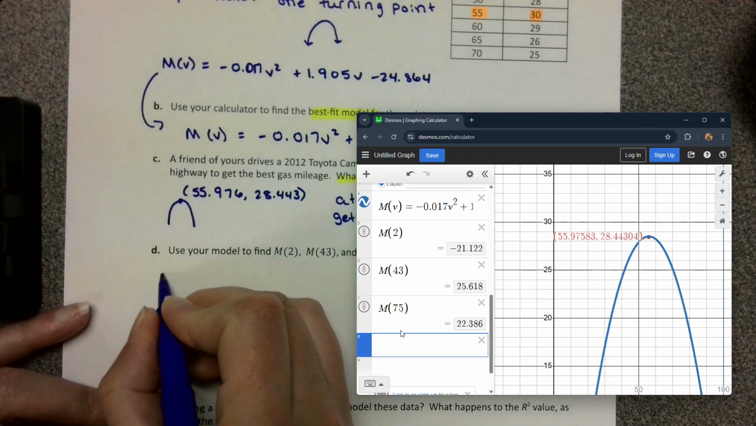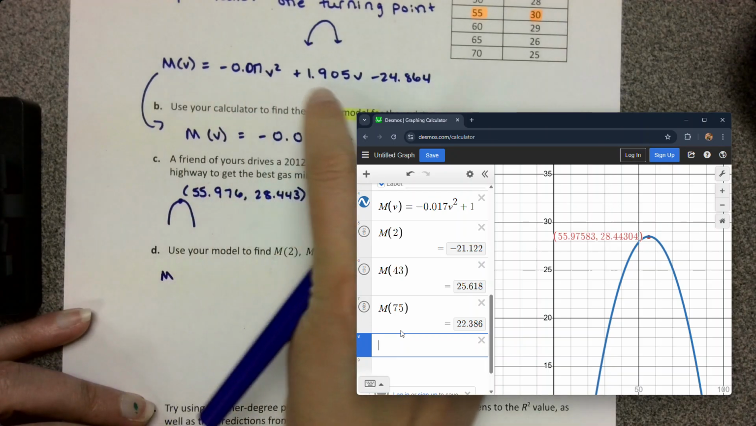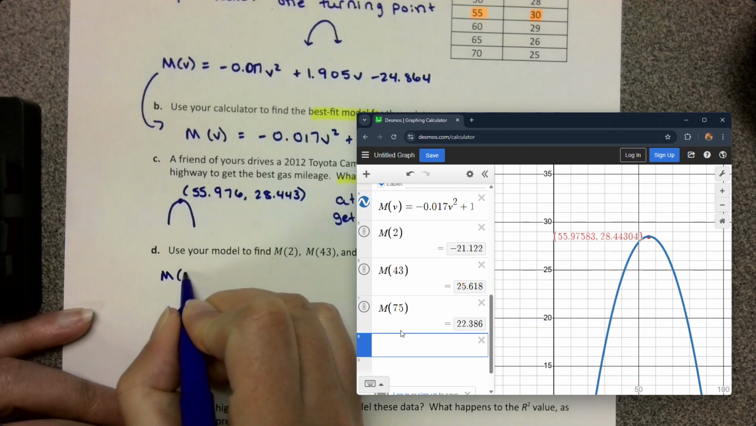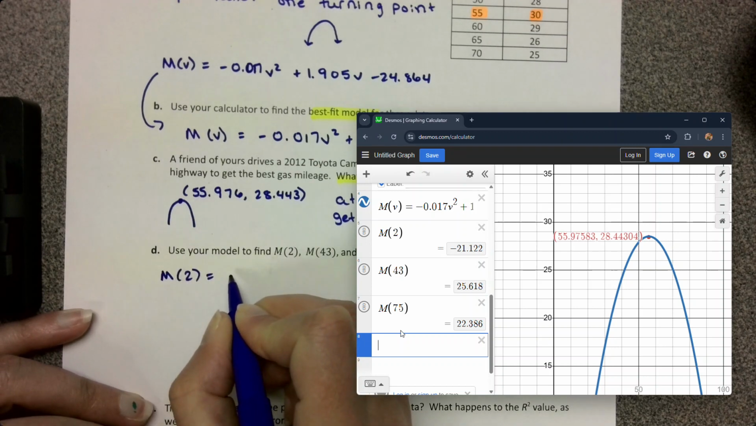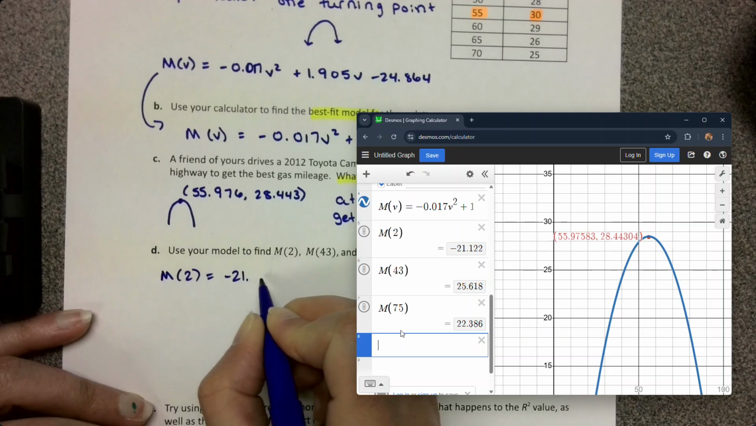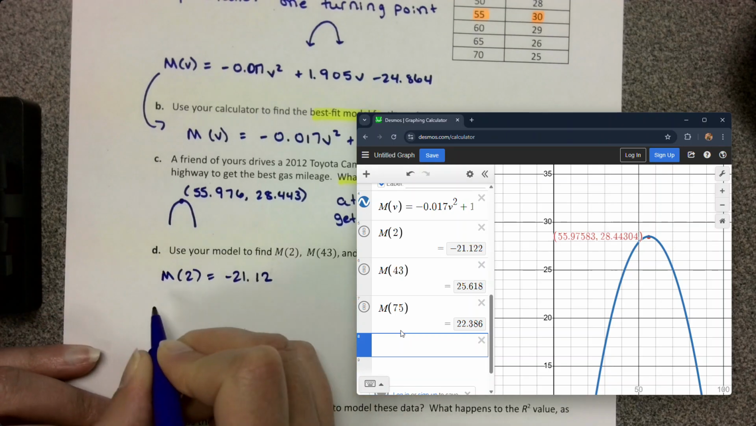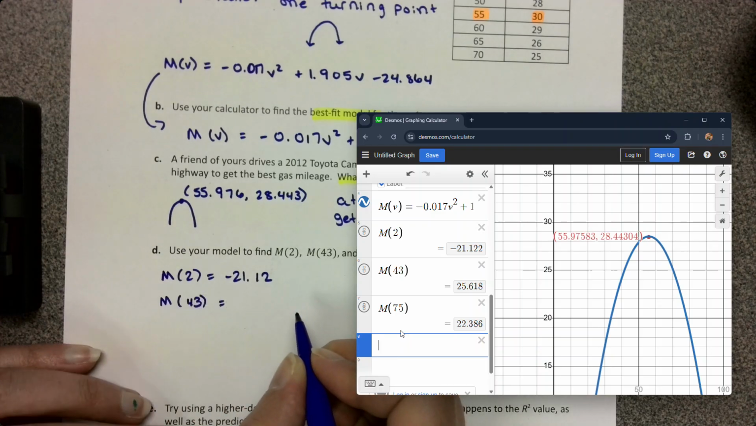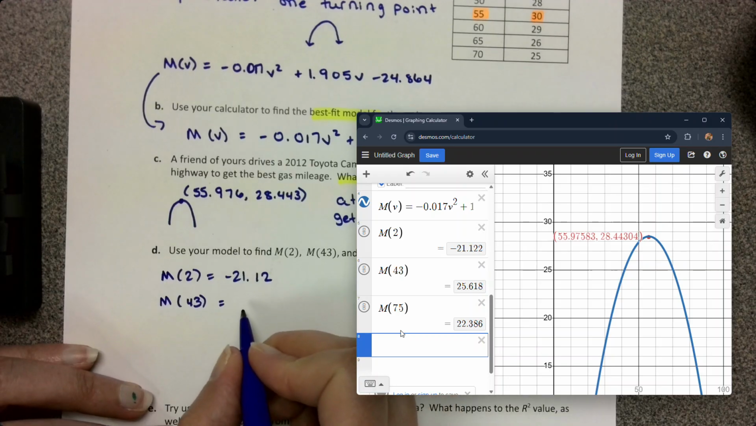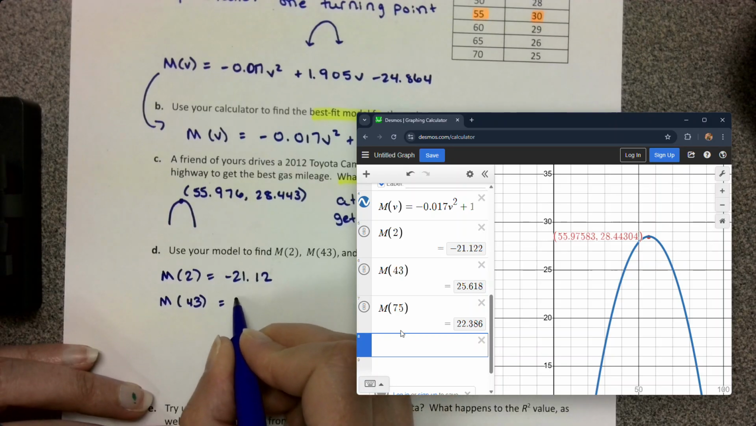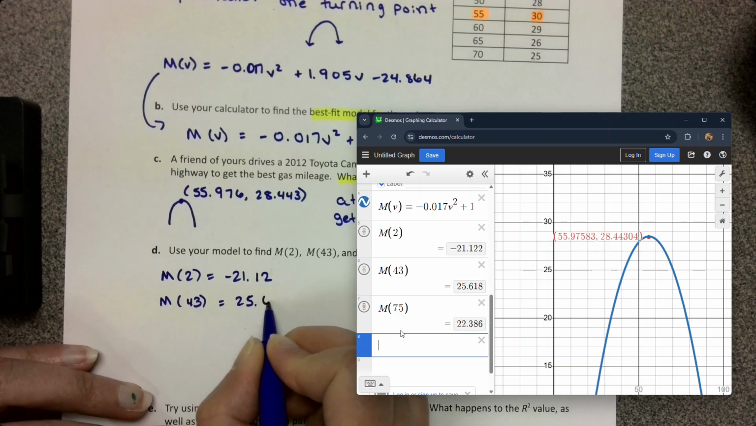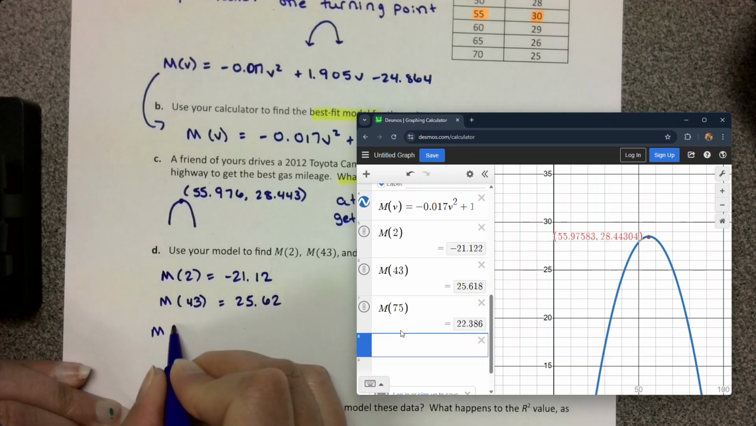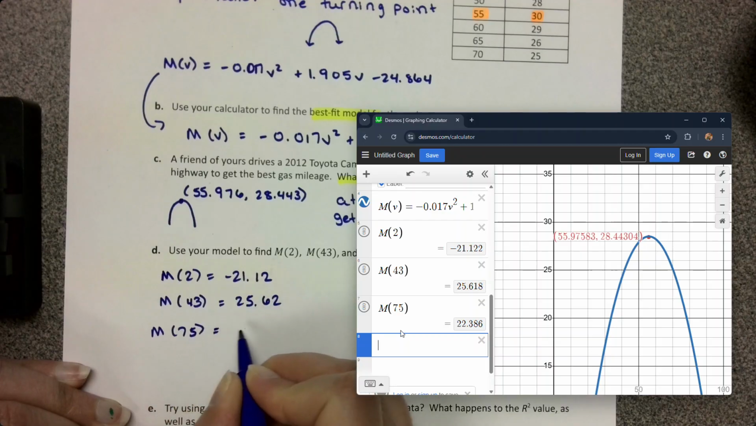Okay. So when I plug 2 in for the input into the function, I would get an output of negative 21.12. When I plug in 43, I get an output of 25.62. And when I plug in 75, I get an output of 22.39.